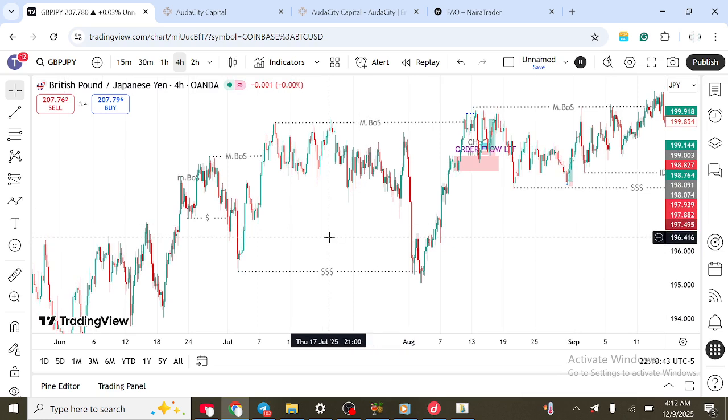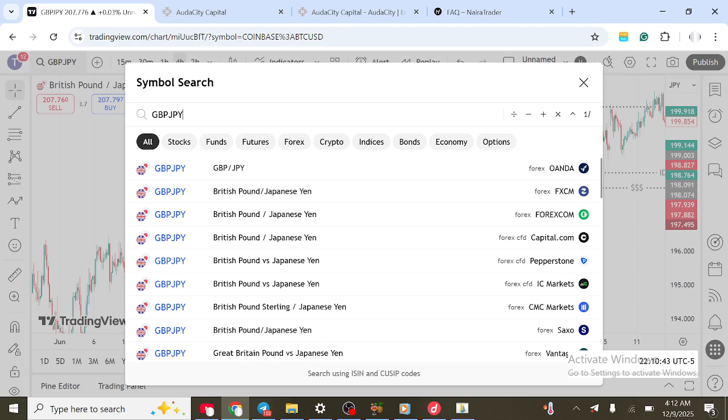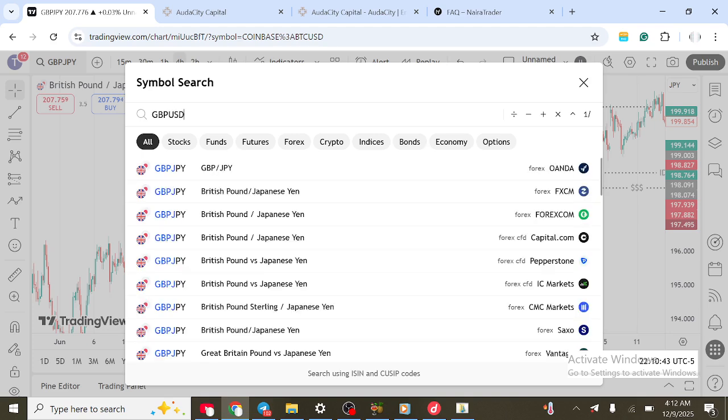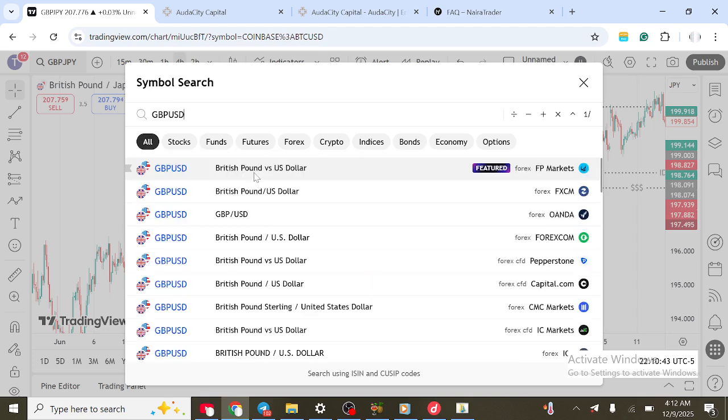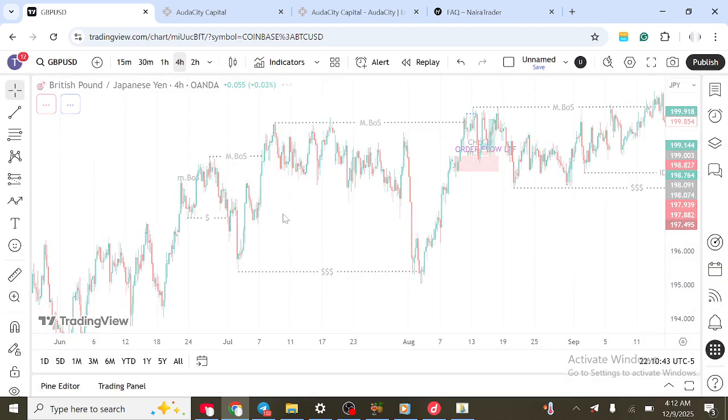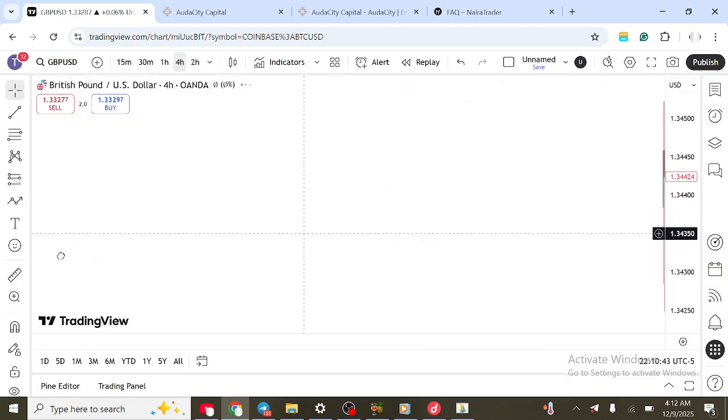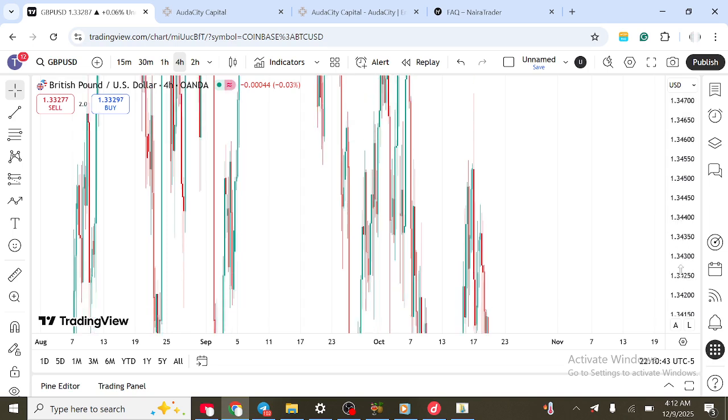Can you see that this is the exact mirror of what is happening currently on GBP USD on a larger time frame? Let's go back to GU. Let me show you. We'll come back to GU.